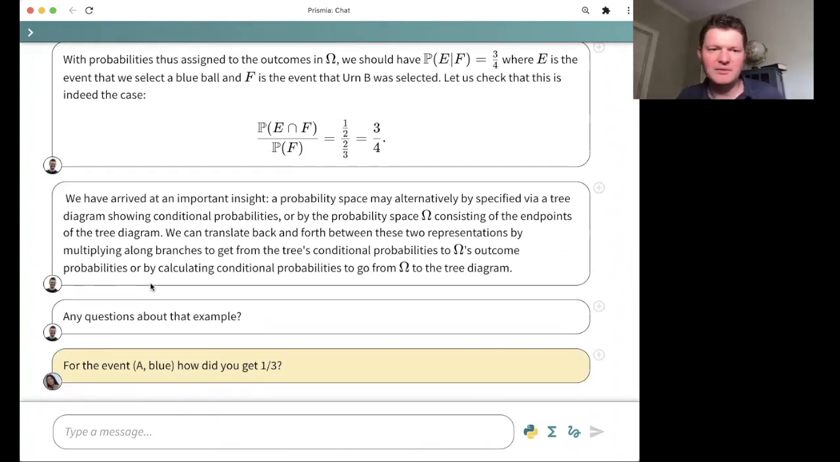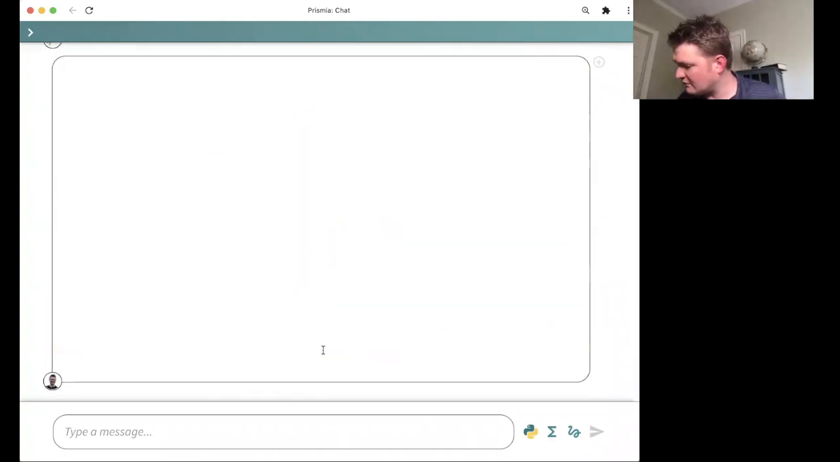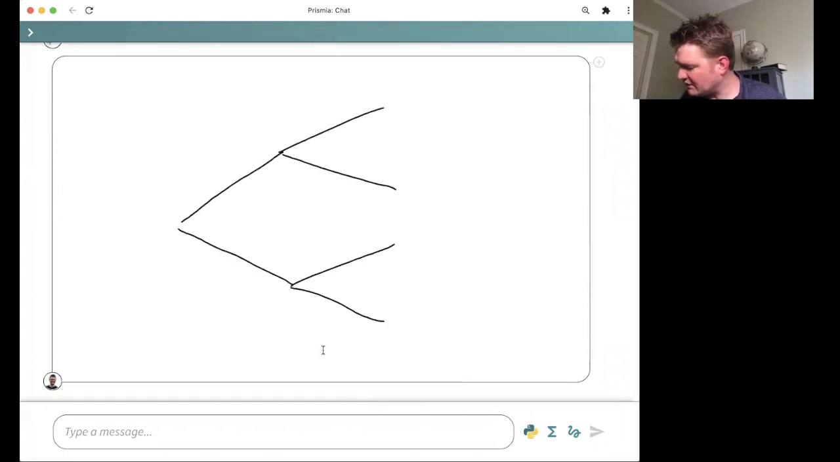Yeah, so just to maybe put a picture, I'll answer this question from Hardy. The probability masses in the original diagram would lie on the branches. So just to make a figure to clarify this point, I'll draw the branching diagram here, and we'll put conditional probabilities in, let's say, blue. So this is 1/3, 1/2, 1/2, 2/3, 3/4, 1/4. So these are all conditional probabilities.